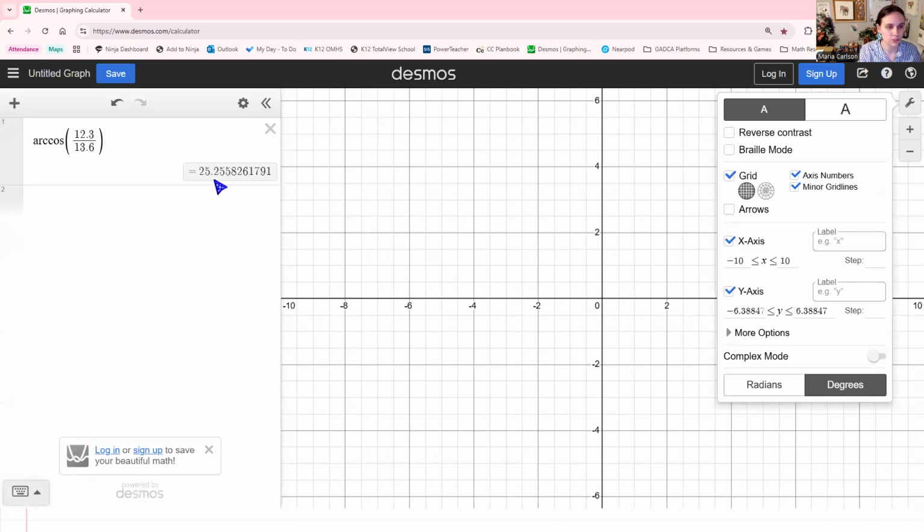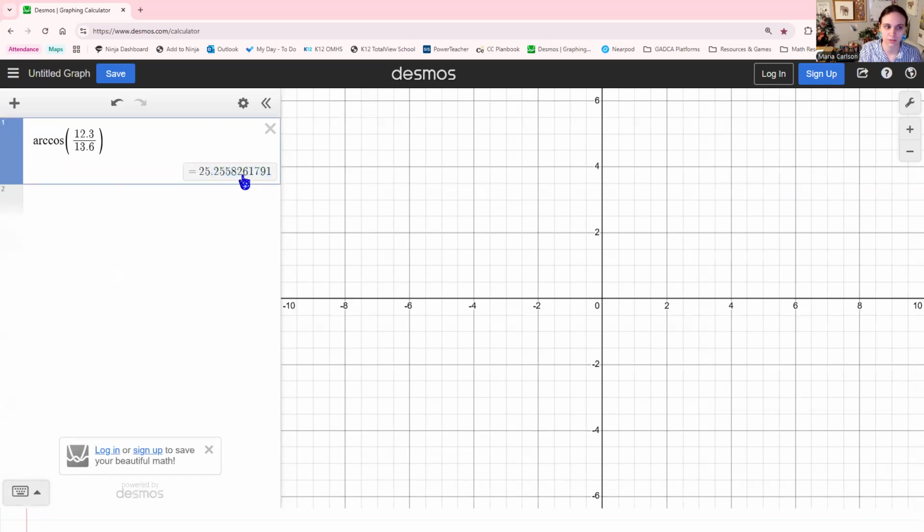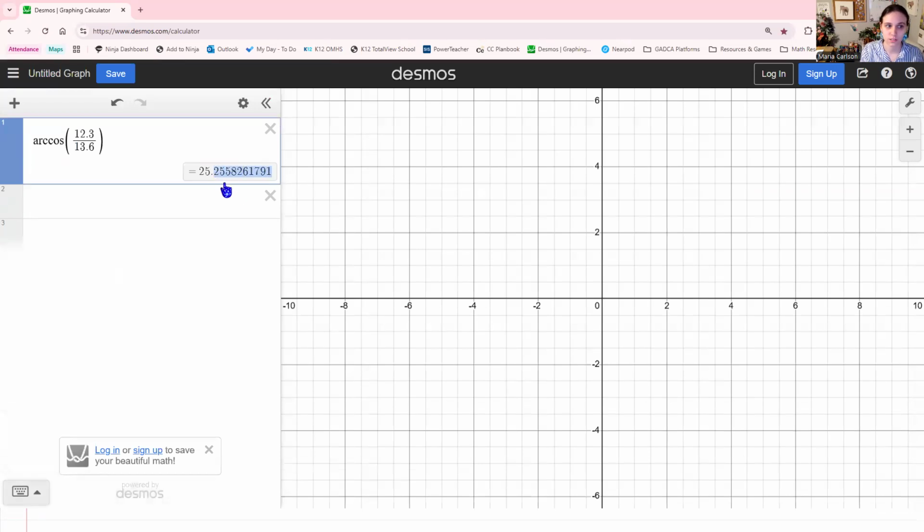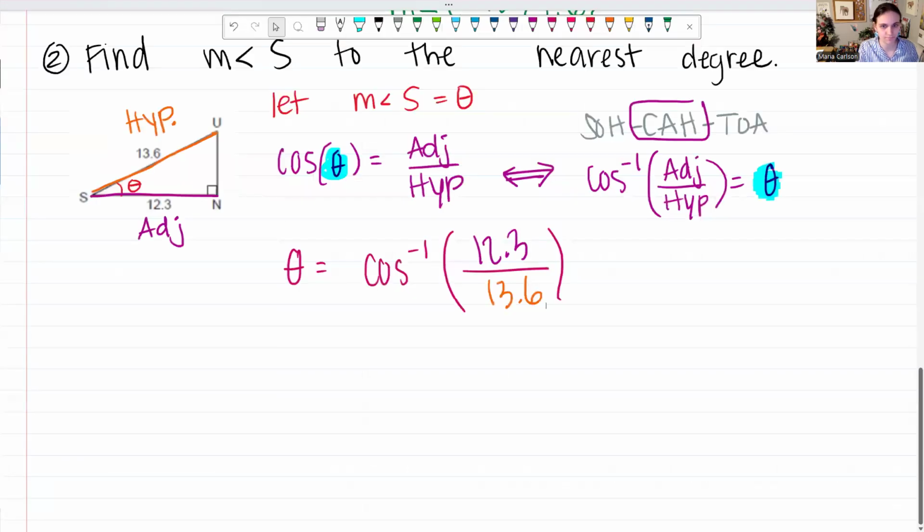Now we're asked to round to the nearest degree, which actually means I don't want anything past the decimal. So I just want this to be .00. Looking at what comes after the decimal, this 2 is not large enough for us to round the 25 up. So I'm going to leave it at just 25 degrees.